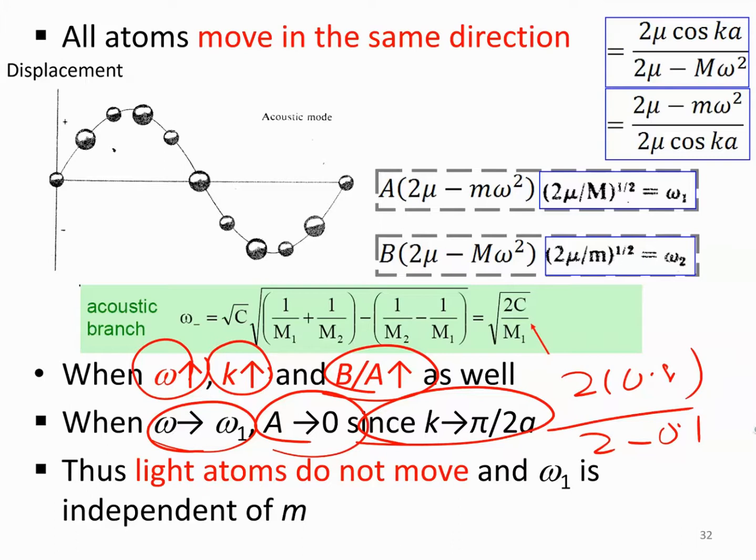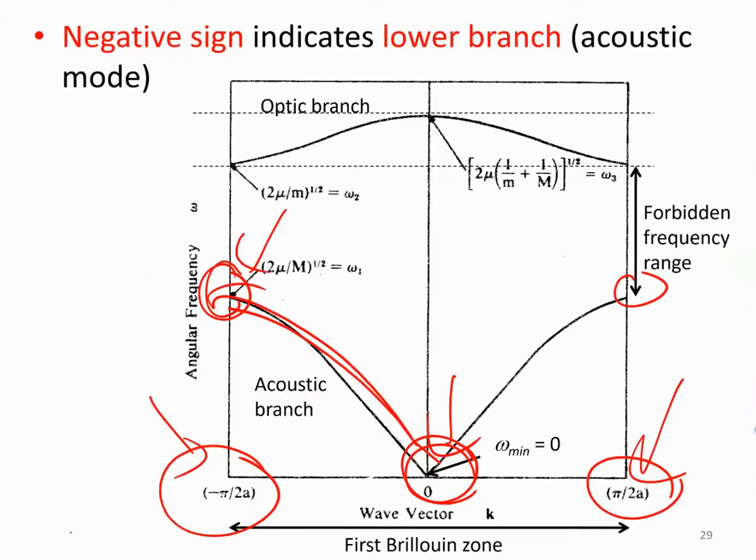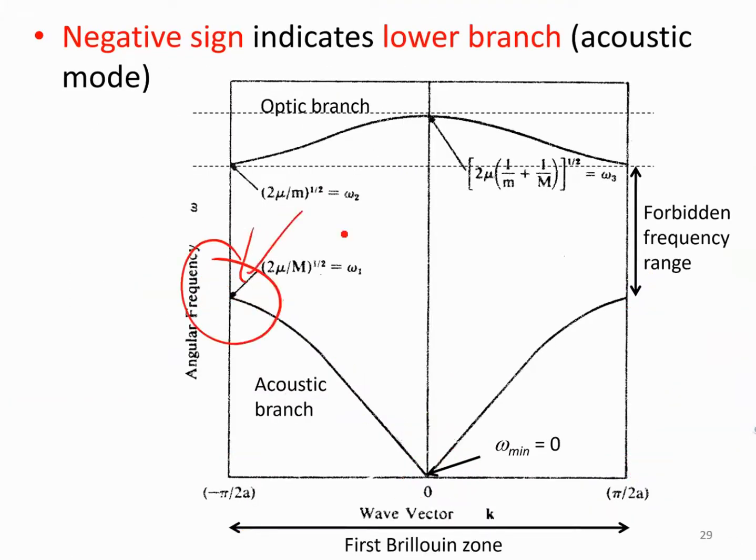Then when A is approaching 0, that means that the light atom doesn't move, because for the light atom, U equal to A exponential and so on, right? So this A corresponds to the amplitude of the light atom, and B corresponds to the amplitude of the heavy atom. So when A approaches 0, when omega approaches omega 1 at this point, you can see that the light atom is actually static. So the omega 1 only involves the capital M, the heavy atom.